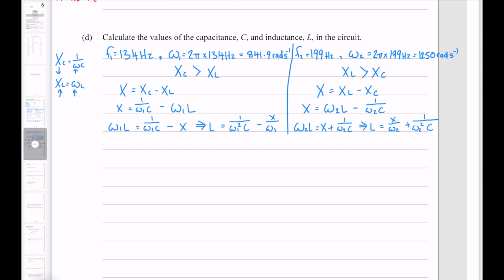So now I'm going to equate both of these equations so I can find C. So taking this here and making it equal to this here, since we know that these L's are equal. So now I'm going to put the capacitor terms on the right side and the others on the left. You'll see why I'm doing that in a moment. I'm going to do that by adding X over omega-1 to both sides, then subtracting 1 over omega-2 squared C from both sides, and I'm also swapping them around. Hopefully you can follow.